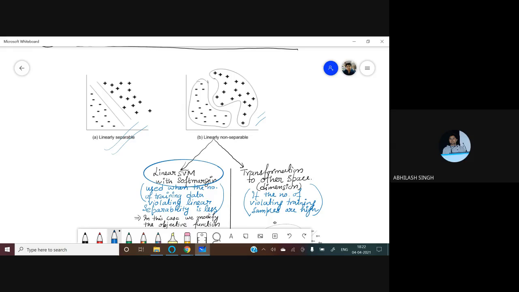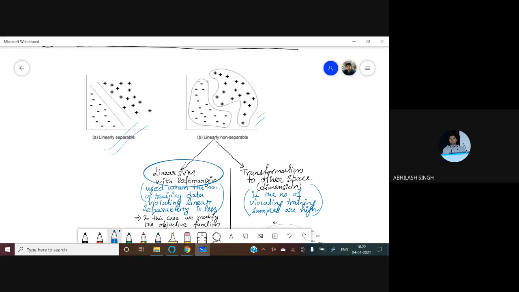in that case we transform the data set from one space to a higher dimension space, and try to figure out whether it is linearly separable in that space. It is an interesting topic.